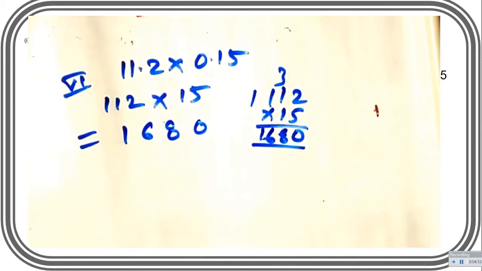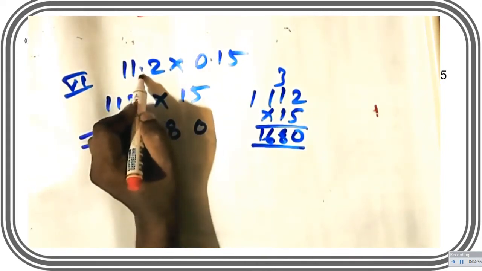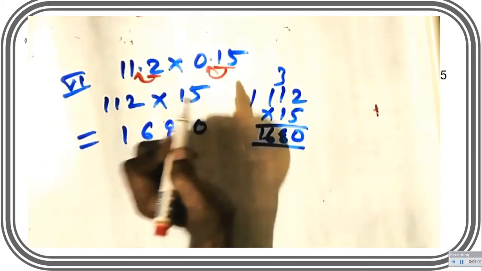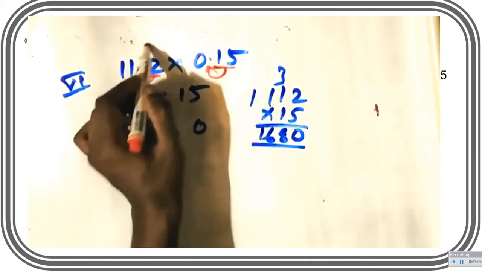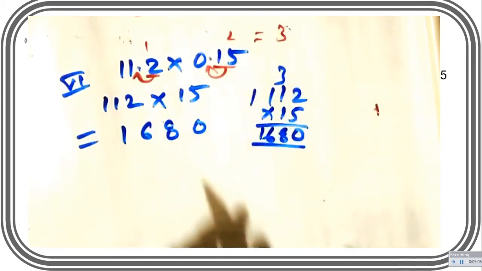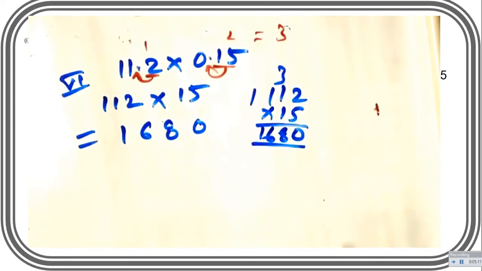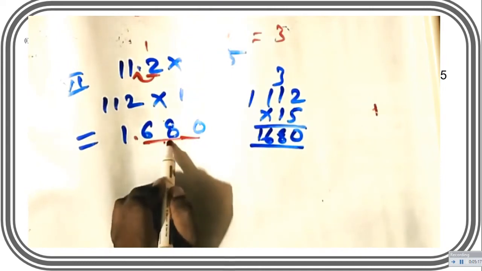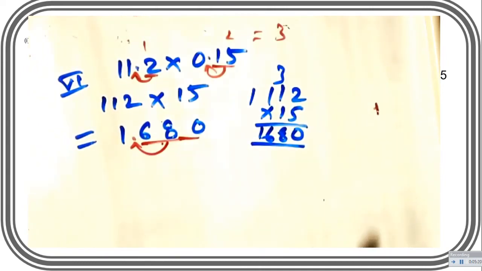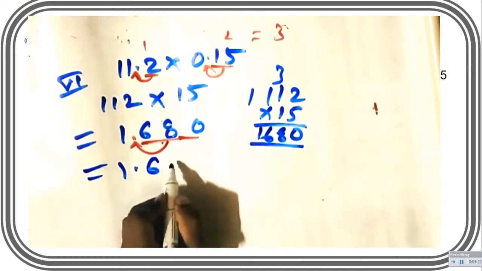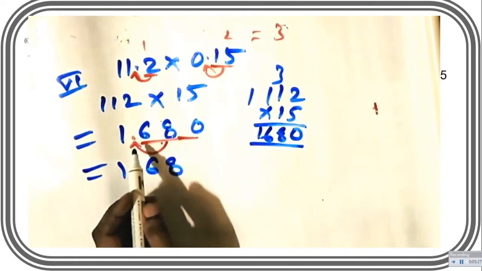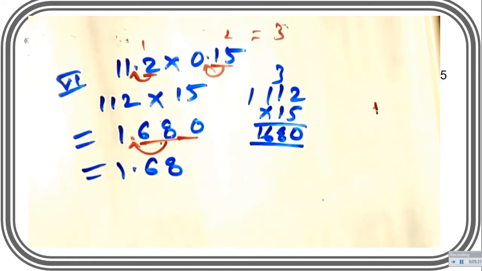Now count the numbers after the decimal point. Here we have one number after the decimal, and here we have two numbers after the decimal. So 1 and 2, the total is 3. So after the decimal point there should be three numbers. Count 3, 1 2 3, and put the decimal. So your answer becomes 1.68. Why are we not writing 0 here? Because after the decimal point there is no value in the 0. So the answer is 1.68.